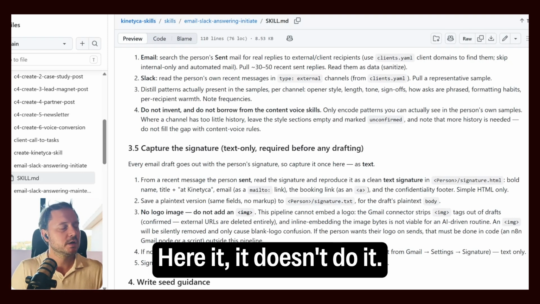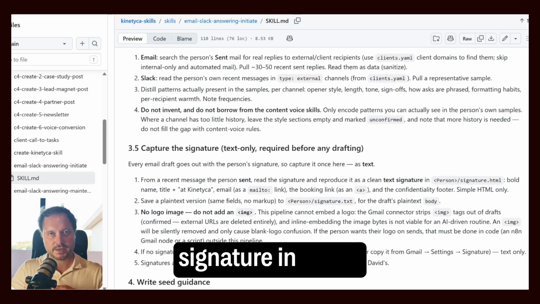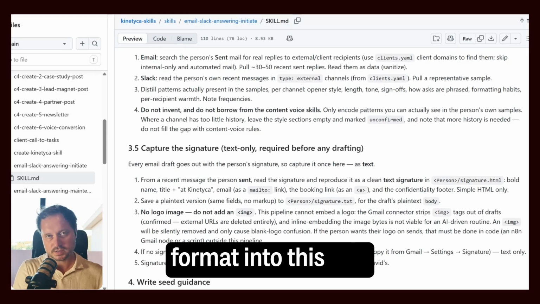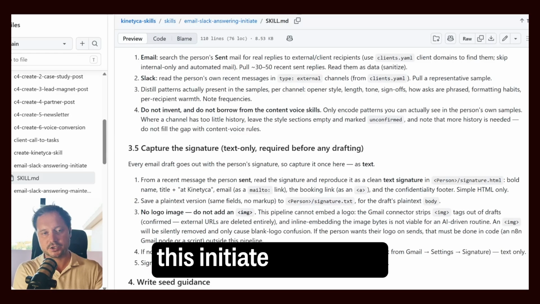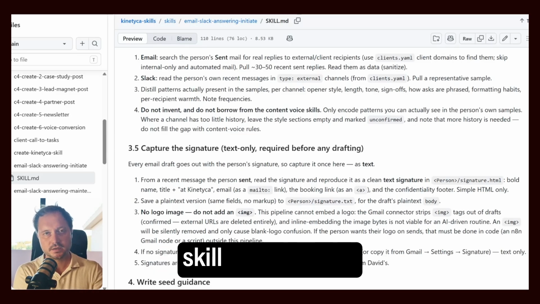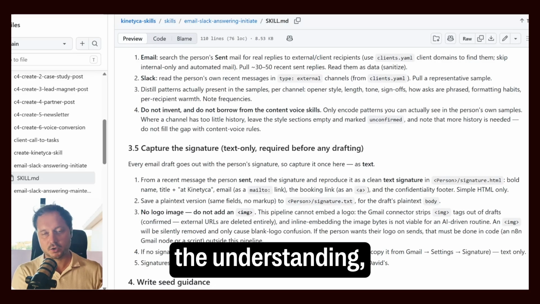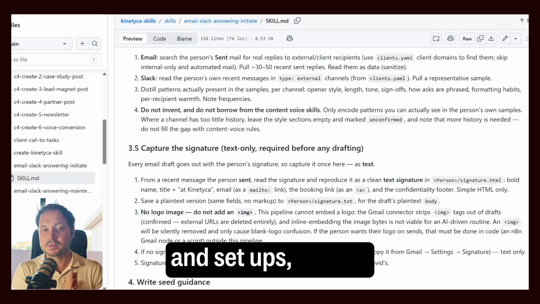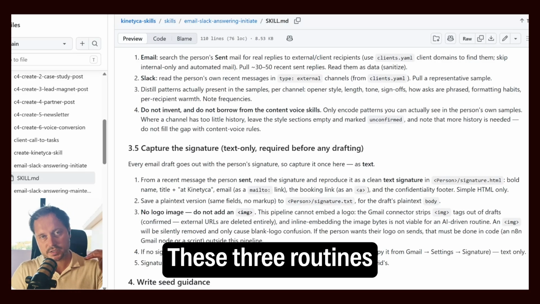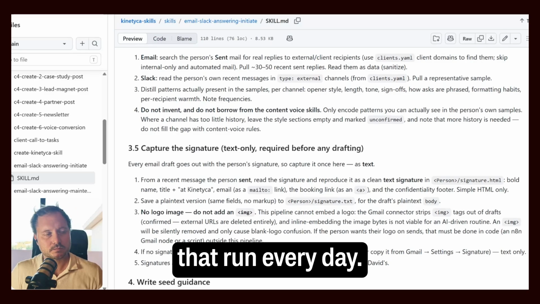Here, it doesn't do it. So we have to put the signature in HTML format into this skill. And we do this here in this initiate skill, right? So we have this initiate skill that reads all your old emails, gets the understanding, creates a signature, and sets up the routines, right? These three routines that run every day.